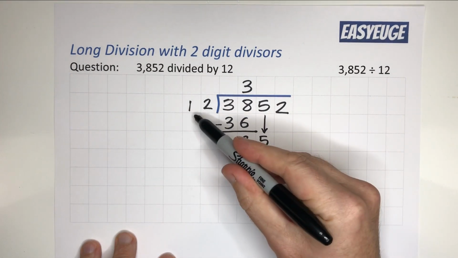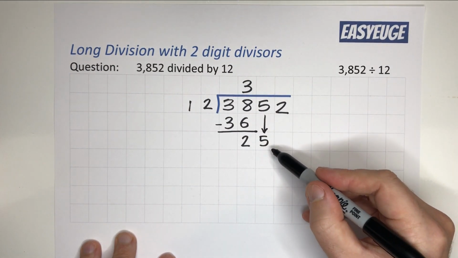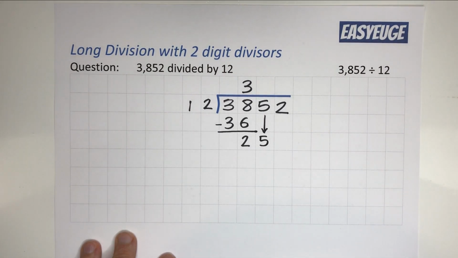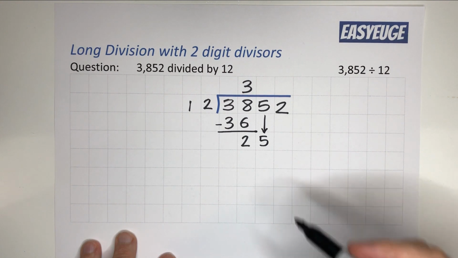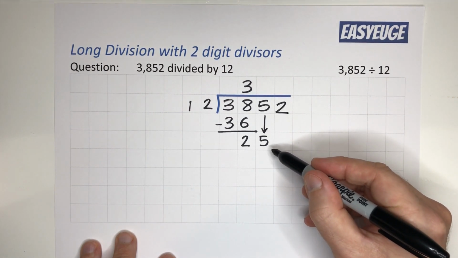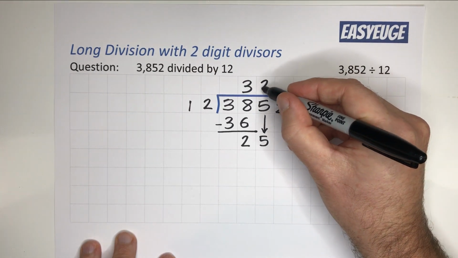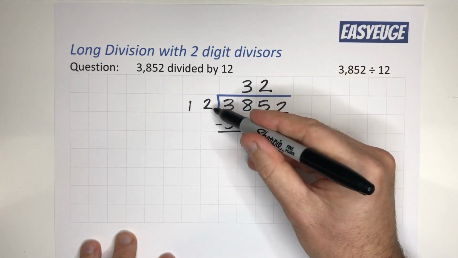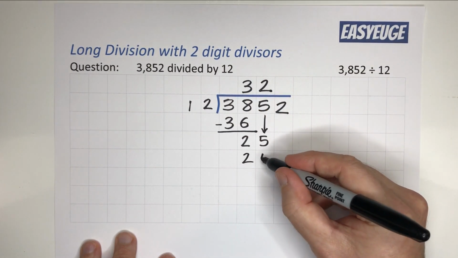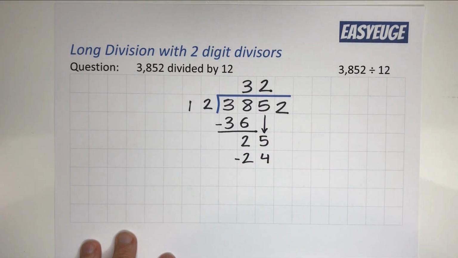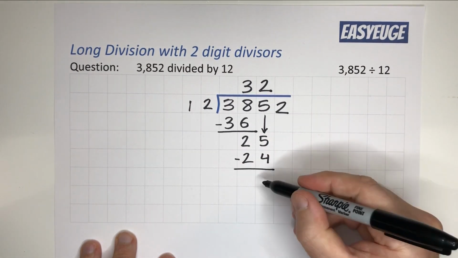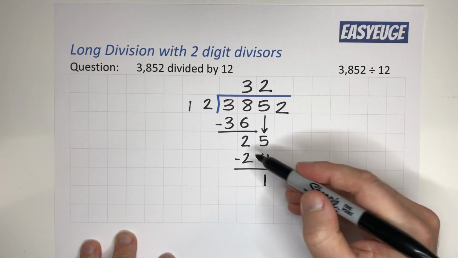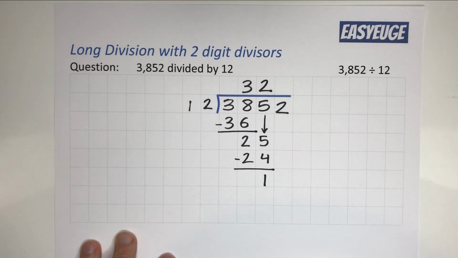How many times will 12 go into 25 without going over? Well, I know that 2 12s are 24. That gets me pretty close to 25. So let's put 2 on the top and we'll work out the remainder. 2 12s are 24. Let's subtract those two to get the remainder. 5 take away 4 is 1. 2 take away 2 is 0.